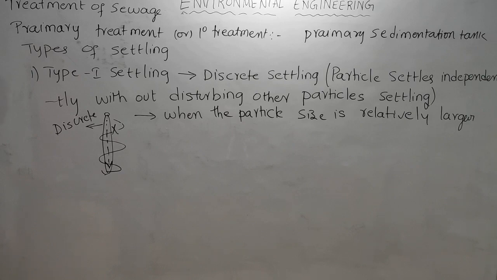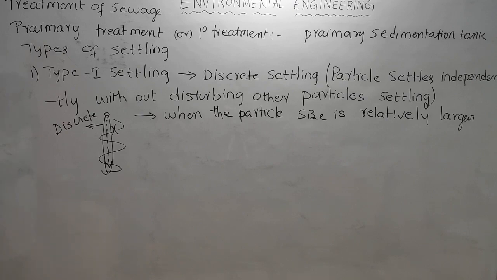Discrete settling we also see in grit chambers, because the particle size will be high in the grit chamber. And in water supply engineering, we observe this kind of discrete settling in the primary sedimentation tank. When the particle is settling discretely, we can apply Stokes law. When the particle is not settling discretely, we cannot apply Stokes law. So this is type 1 settling.